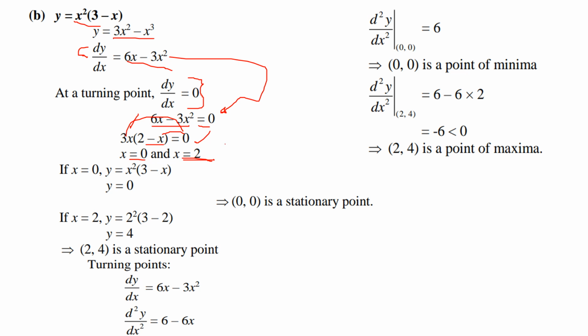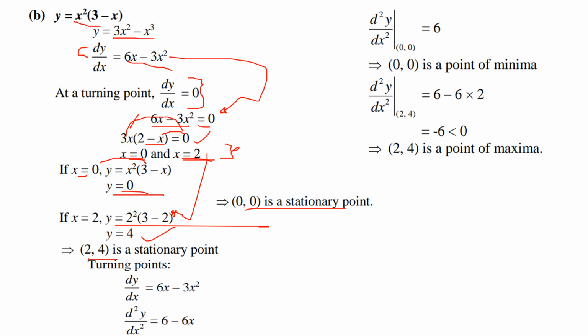Remember that after finding the values of x, you have to find the corresponding values of y. When x is equal to 0, what will be the value of y? We substitute for x, and you will find that y is 0. So the first stationary point is (0, 0). Then we find the corresponding value of y when x is equal to 2. Substituting in our expression for y, you end up with y equal to positive 4. Hence, our second stationary point is (2, 4).